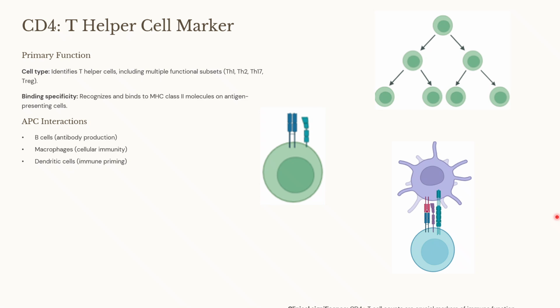This interaction is critical because CD4 positive helper T cells are the coordinators of the immune response. They don't directly kill affected cells. Instead, they give the orders. They activate the macrophages. They give the order to stimulate the B cells. So whenever you hear CD4, think of the immune system's team leaders working hand in hand with antigen presenting cells through MHC class 2.